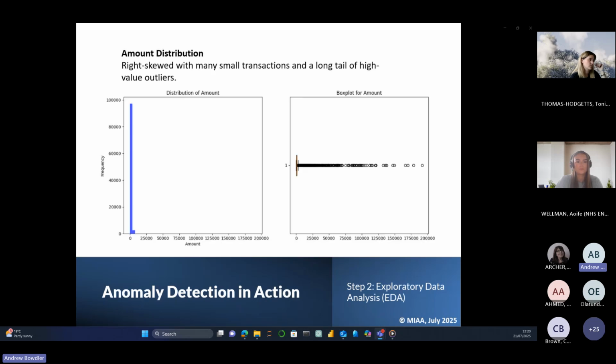Here's the first thing that jumps out: a classic long tail. The majority of transactions are small, routine, expected. But that long tail of high-value transactions, that's where our anomalies will often live. This shape is common in procurement. Lots of low-cost routine items, punctuated by occasional big-ticket spends.